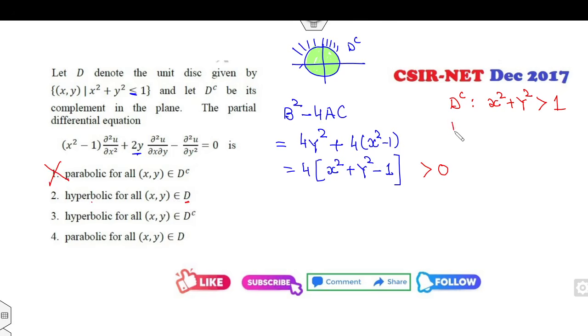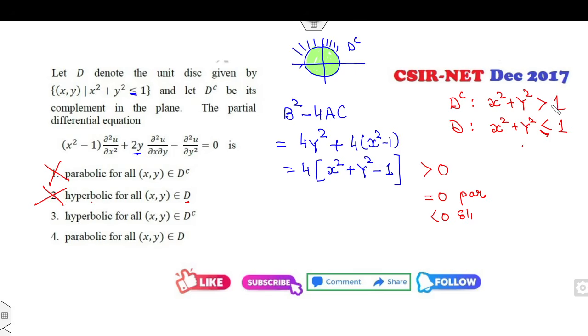D means x square plus y square is less than or equal to 1. So once it's equality, this number will be 0. Once it's 0, it will be the parabola. If it is strictly less than, say 0.5, then this number will be less than 0. It is elliptical. It can never be hyperbola.